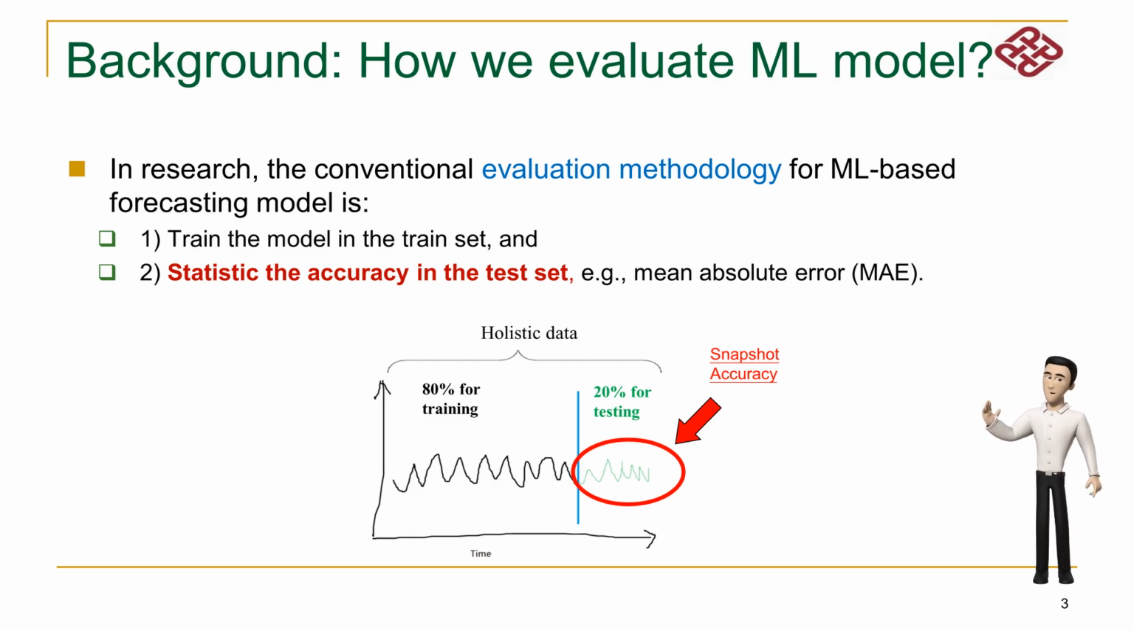Let's first look at the conventional evaluation methodology in the papers. After the design of the model, for example, to design a neural network model structure, the researchers usually split their holistic period of data into a train set and a test set. After training the model based on the train set, they test the model accuracy on the test data set. Finally, they clarify the accuracy on the test data in their paper. Here, we define the accuracy on the test data set as snapshot accuracy.